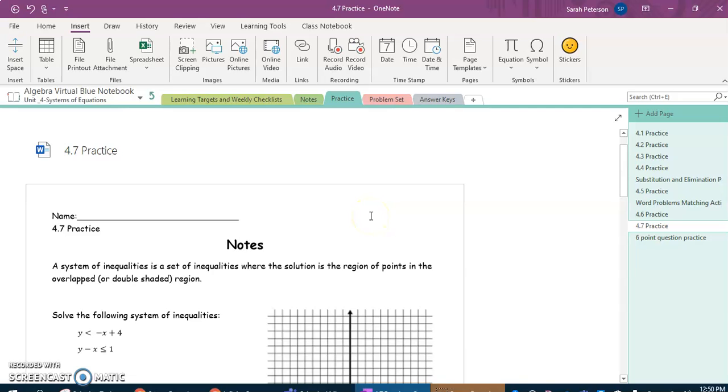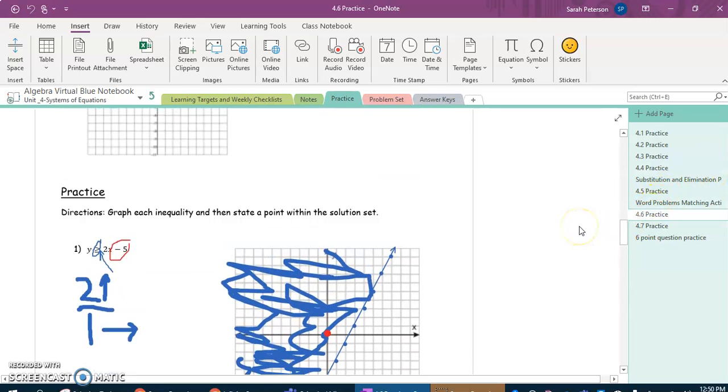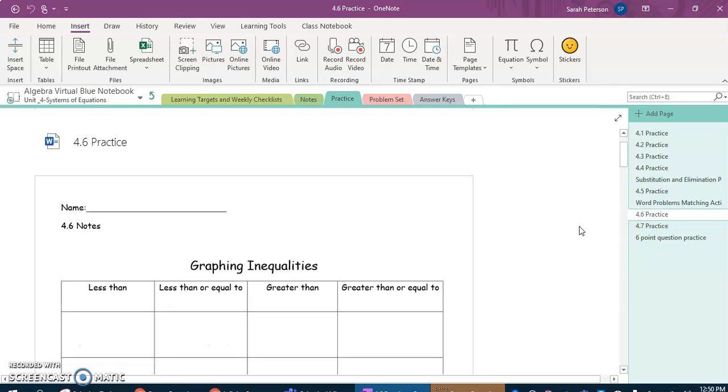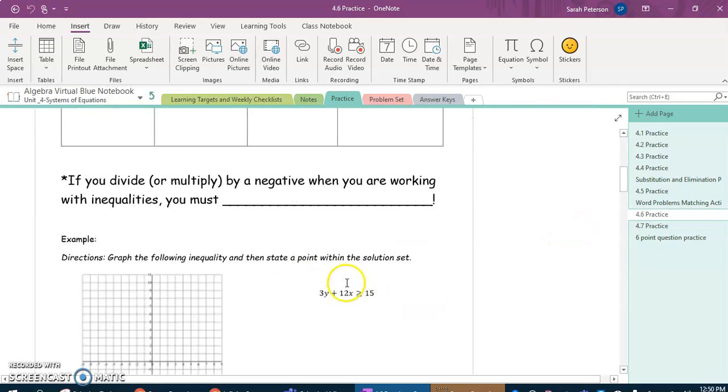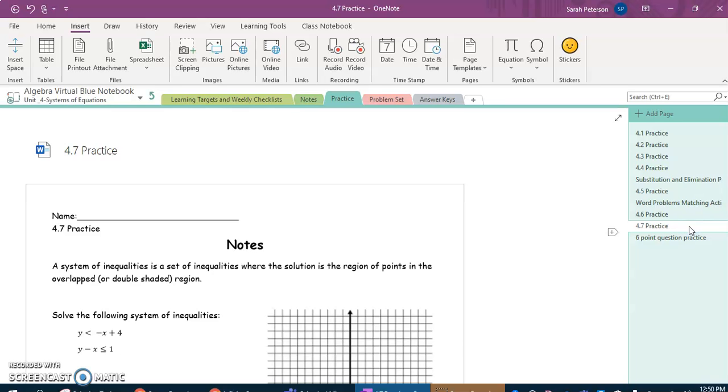So in this lesson, we're going to take what we learned in 4.6, which was on Friday, and apply it to a system of inequalities. In 4.6 you looked at graphing just one inequality at a time. Now we're going to look at graphing two inequalities at a time and what that looks like.